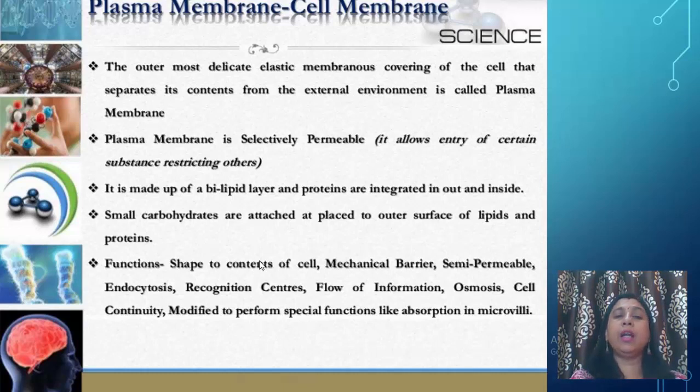Small carbohydrates are attached in place to the outer surface of lipids and proteins, and their function is to give shape to the contents of the cell. It acts as a mechanical barrier. It is semi-permeable or selectively permeable. It helps in endocytosis, recognition centers, flow of information, osmosis, cell continuity, and it is modified to perform special functions like absorption in microvilli.